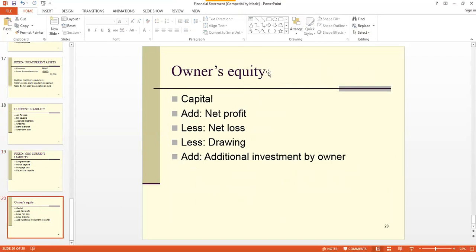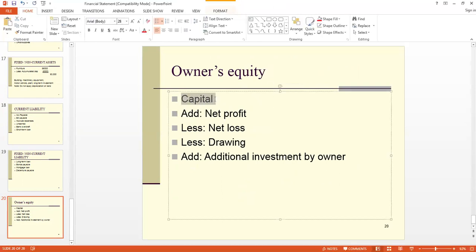Student, this owner's equity is specifically for the sole proprietorship. It is not addressing partnership or corporation. So if you're working on sole proprietorship, then you will take capital, you will add profit that you obtained from the business, you can less loss that you suffered, and you will minus any drawing that is done by the owner. In case if any additional investment is given, then you can add it. Later on in practice mode, I'll give you certain activities where you will apply these techniques to find out owner's equity.